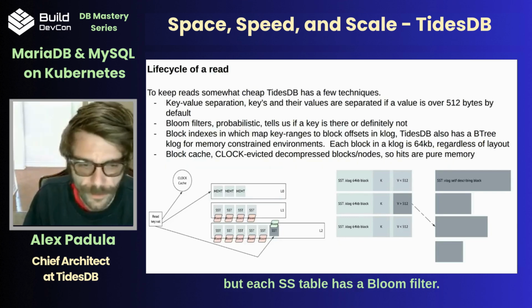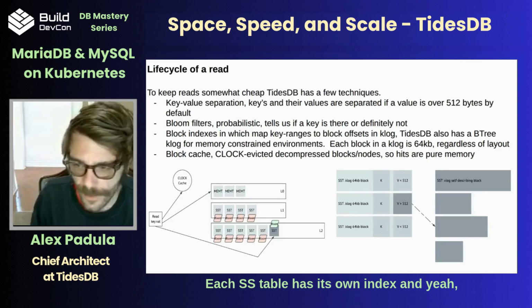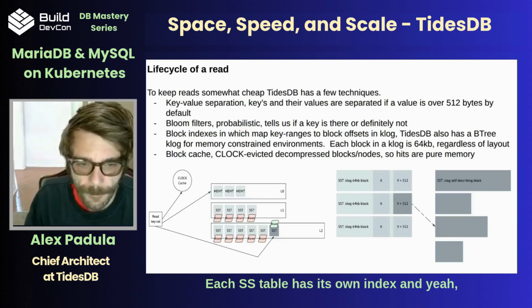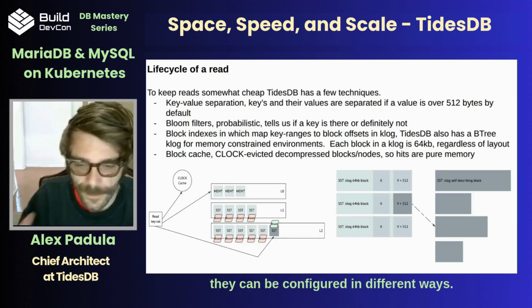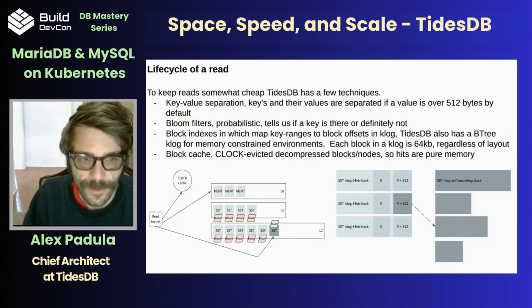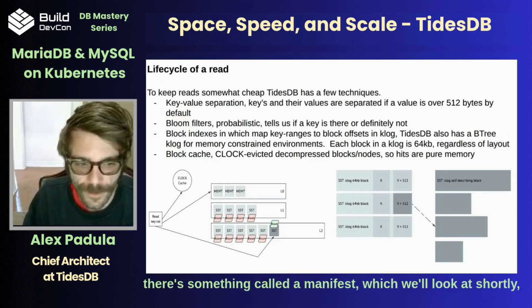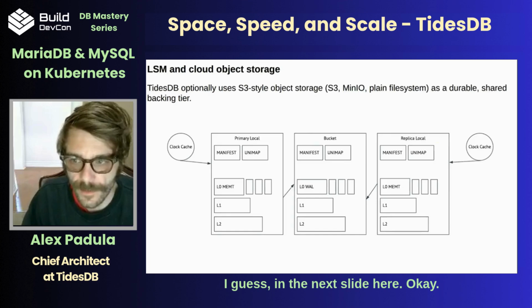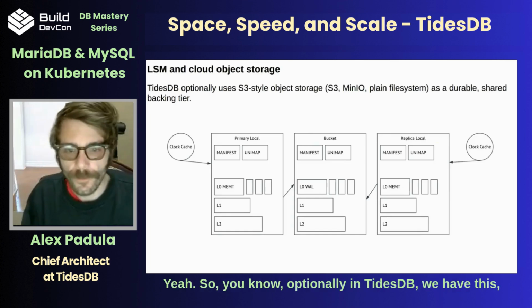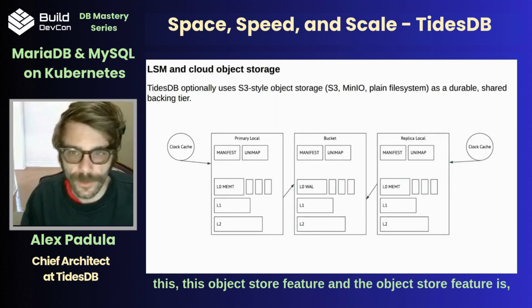But each SS table has a Bloom filter. Each SS table has its own index, and they can be configured in different ways. And during this process as well, there's something called a manifest, which we'll look at shortly, in the next slide here. Okay, yeah.